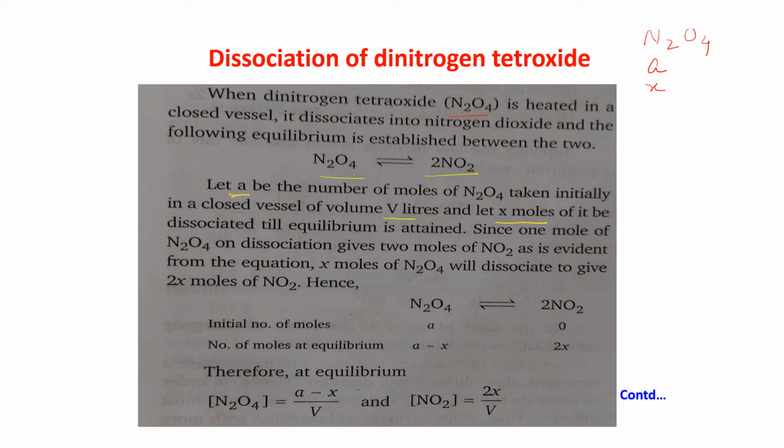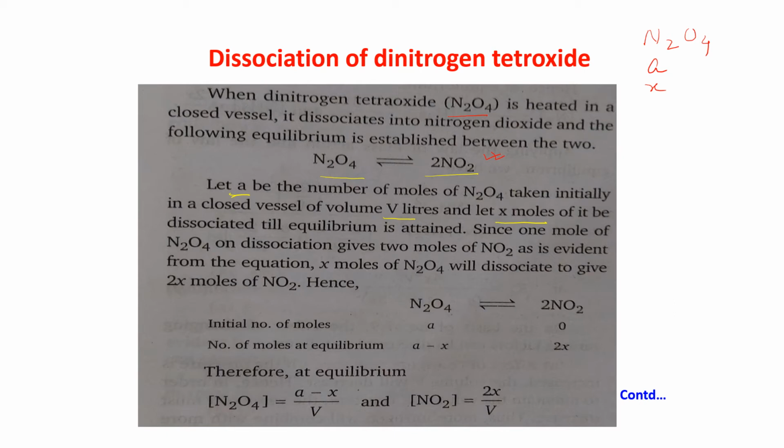Okay. On dissociation, it is giving 2 moles of NO2. We can see from this reaction. Okay. So, X mole of N2O4 will dissociate to give 2X mole of NO2. X mole of N2O4 is dissociating to give you 2X mole of NO2.